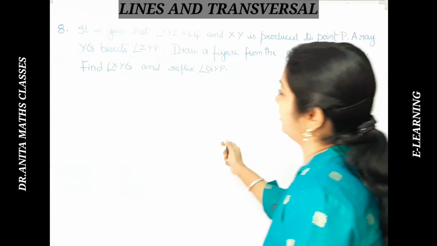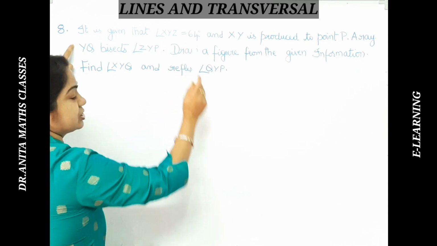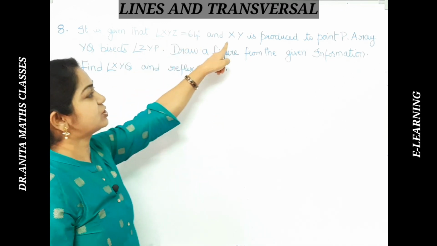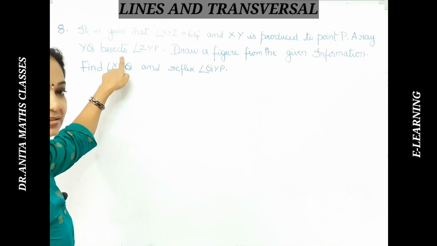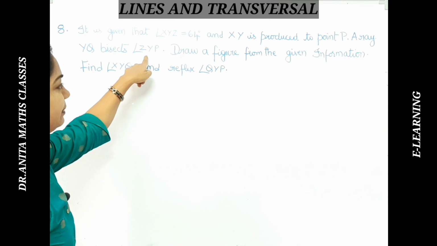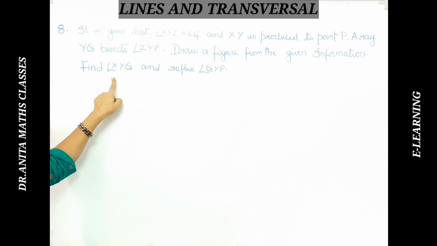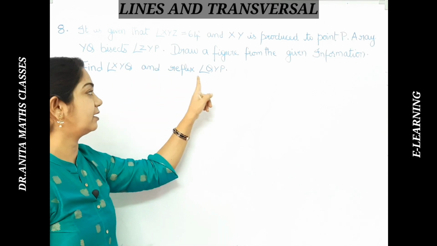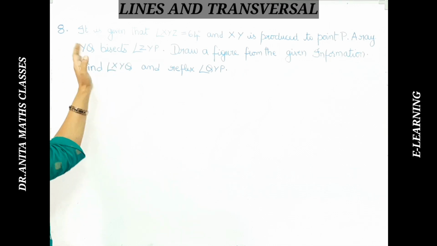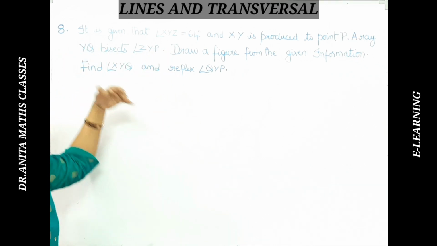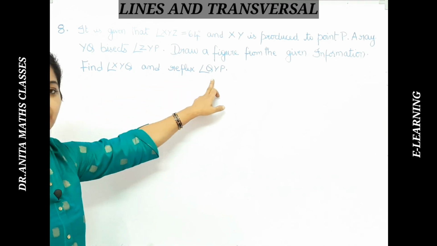The 8th problem. It is given that angle XYZ equals 64 degrees. XY is produced to point P. A ray YQ bisects angle ZYP. Draw a figure from the given information. Find angle XYQ and the reflex angle QYP. First we have to draw a figure from this given information, then later on we have to find both the measures of these angles.